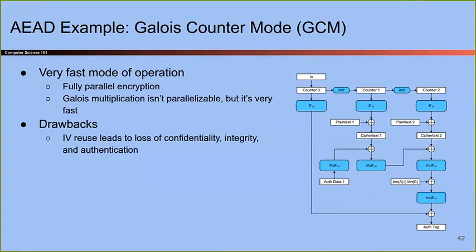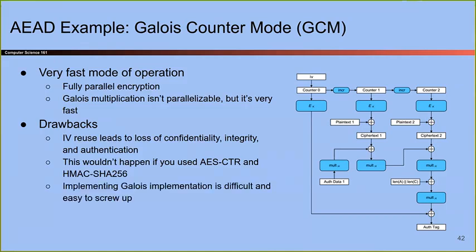But again, the problem is it has an IV, just like block cipher modes. If you reuse the IV in a regular block cipher mode, you lose confidentiality. That's bad, but you might still have integrity depending on how you combine the schemes. But if you're in GCM mode and you reuse the IV, guess what? You lose confidentiality, you lose integrity, and you lose authentication. So it's very risky to use. If you had combined two different modes, this wouldn't have happened. So use at your own risk, and you have to be very confident you're doing it right.